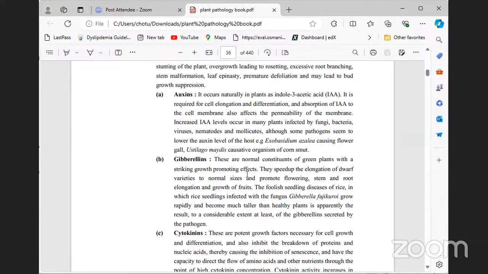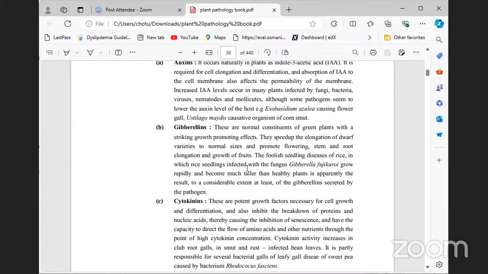The best example is Exobasidium azaleae, causing flower gall. The second one is Ustilago maydis, the causative organism of corn smut disease. This is one pathogen, one regulator.